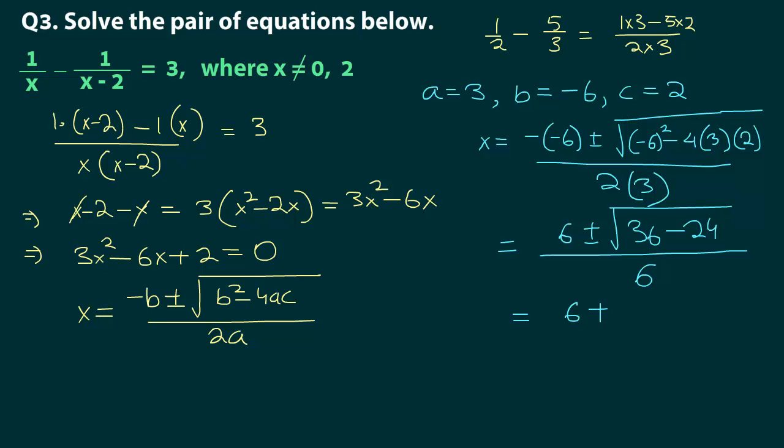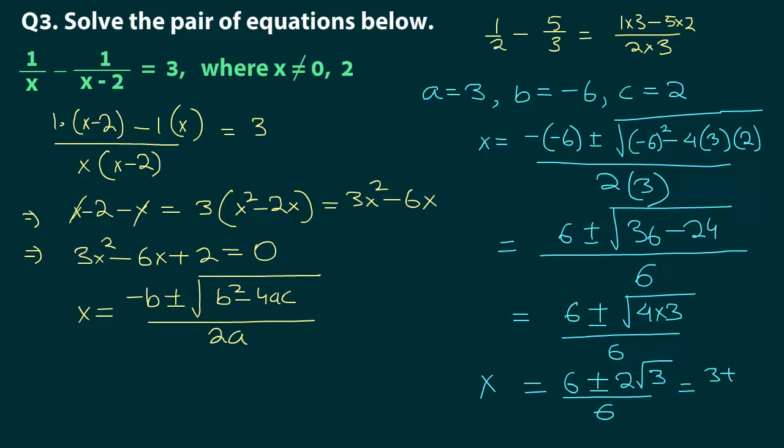So we have 6 plus minus square root of 12, and the 12 we can write as 4 times 3. Why are we writing it this way? You will see that in a minute. Because 4 is 2 squared, we can take 2 out of the square root. So we have x equal to this. We can leave it here, but we see there is a common factor. We can take 2 as a common factor out. If we take 2 out, we will be left with 3 plus minus square root of 3, divided by 3.